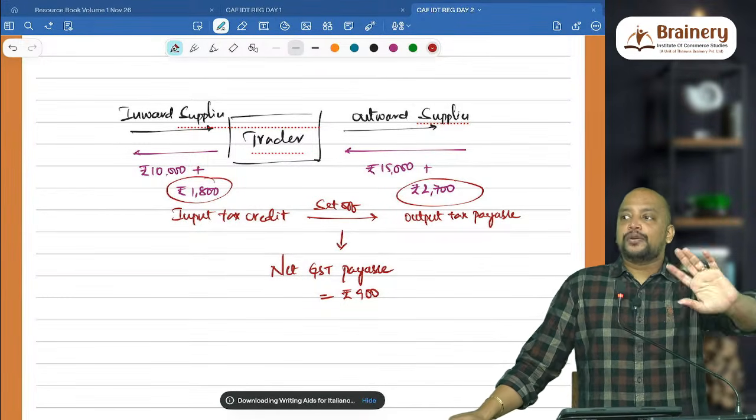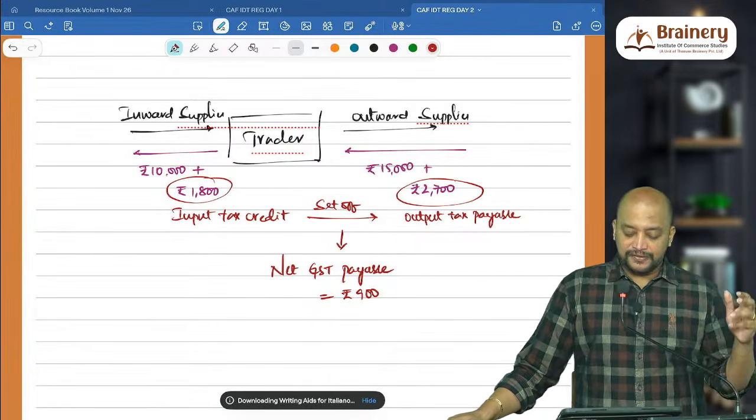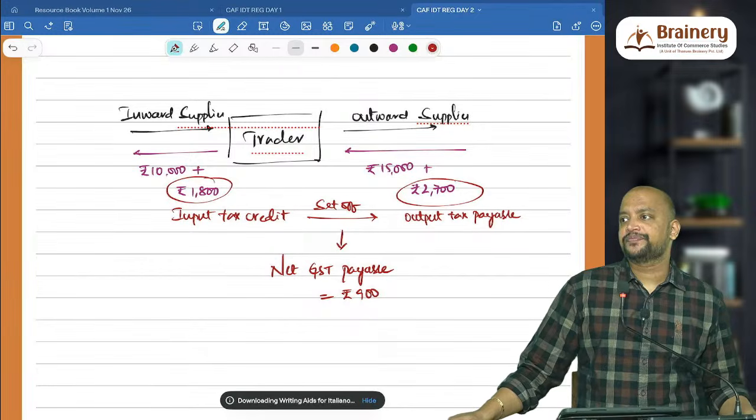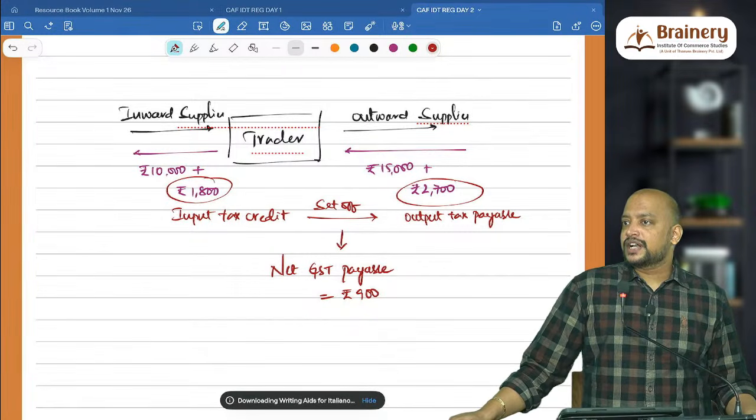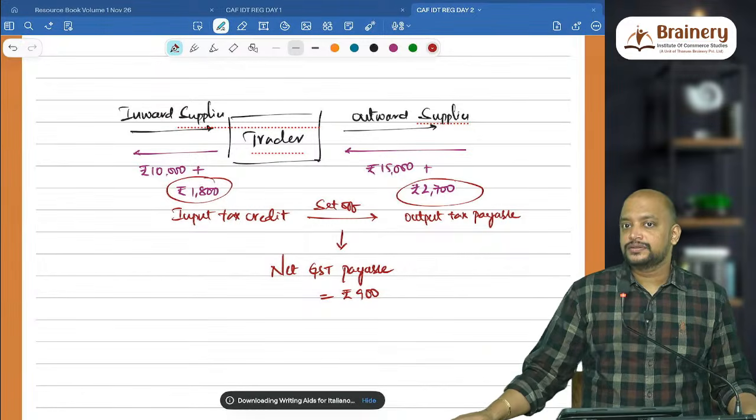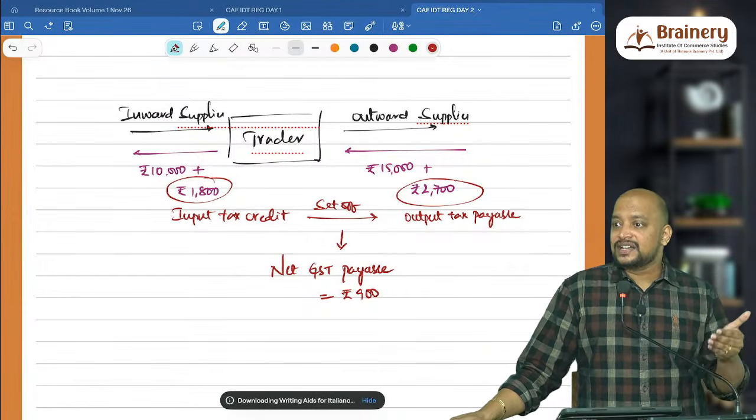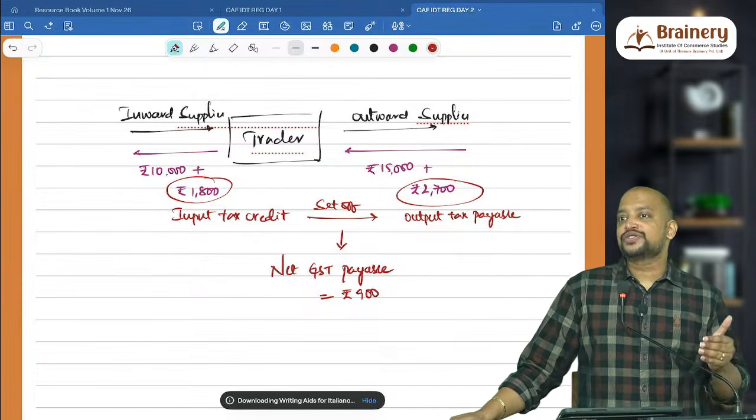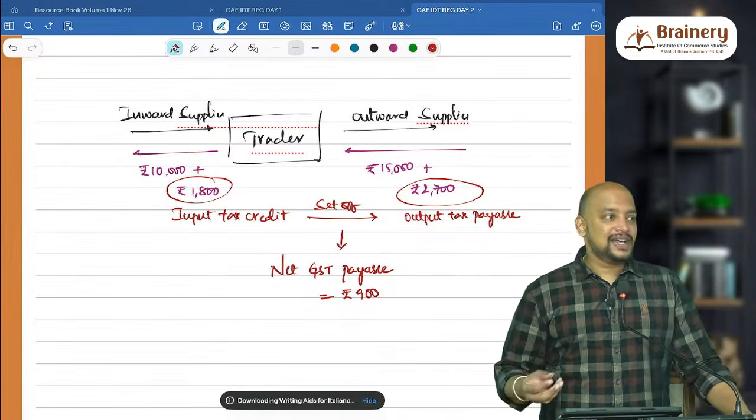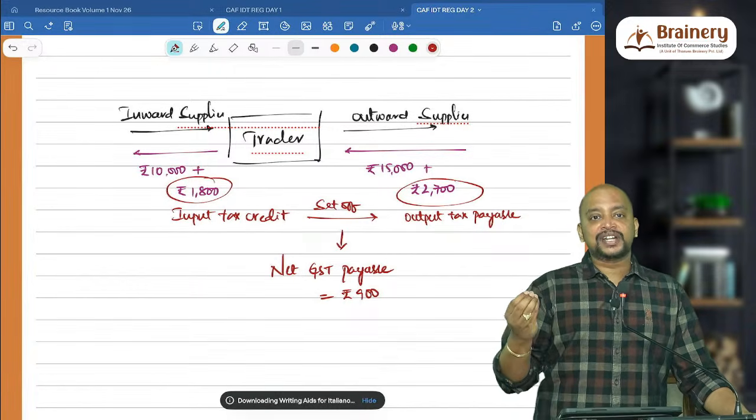Let's see from the accounting point of view how it works. As and when you make a purchase for 10,000 plus 1,800, what is the journal entry for purchase? Purchase account debit, how much? 10,000. Input tax credit account debit, 1,800. Means you are recognizing an asset. It's a current asset. An asset shows a debit balance. You are recognizing a current asset here, that is input tax credit.